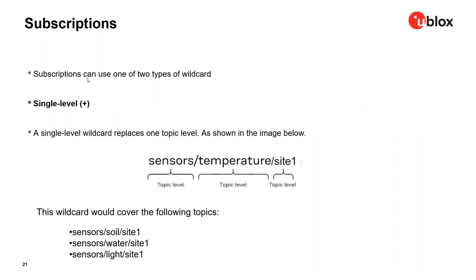When you're subscribing, you can also use wildcards. These can be really handy when you have deep topic structures. There are 2 types of wildcard that you can use. One is the single level, which is noted by this plus symbol. And the single level wildcard replaces one topic level in that structure. So we think here, sensors, temperature, site 1. If we pop a plus in here in the middle for the temperature, then the wildcard would cover sensors soil, sensors water, sensors light, and then site 1 at the end. So anything in the middle there with a plus would be subscribed to.